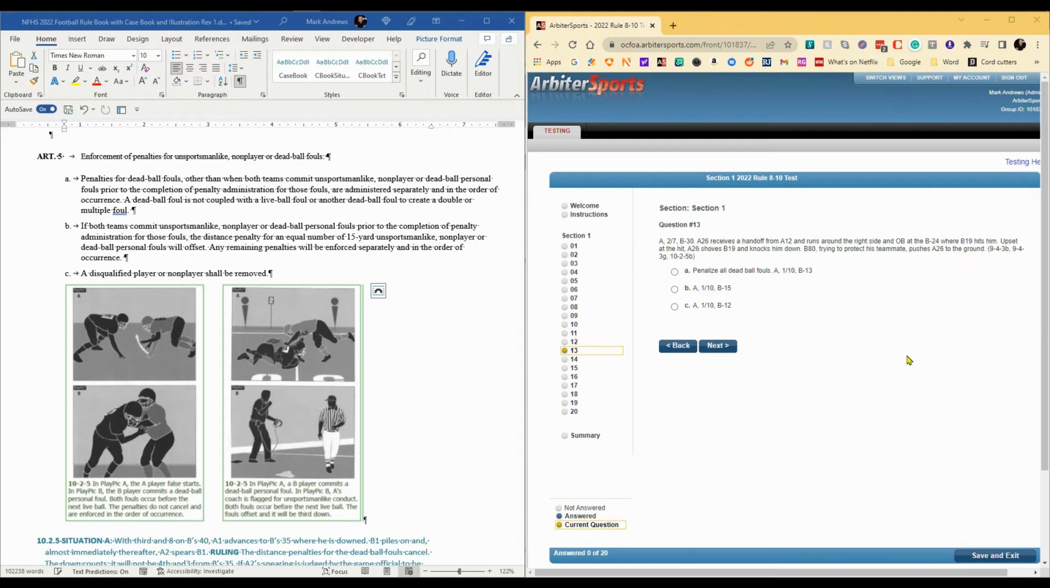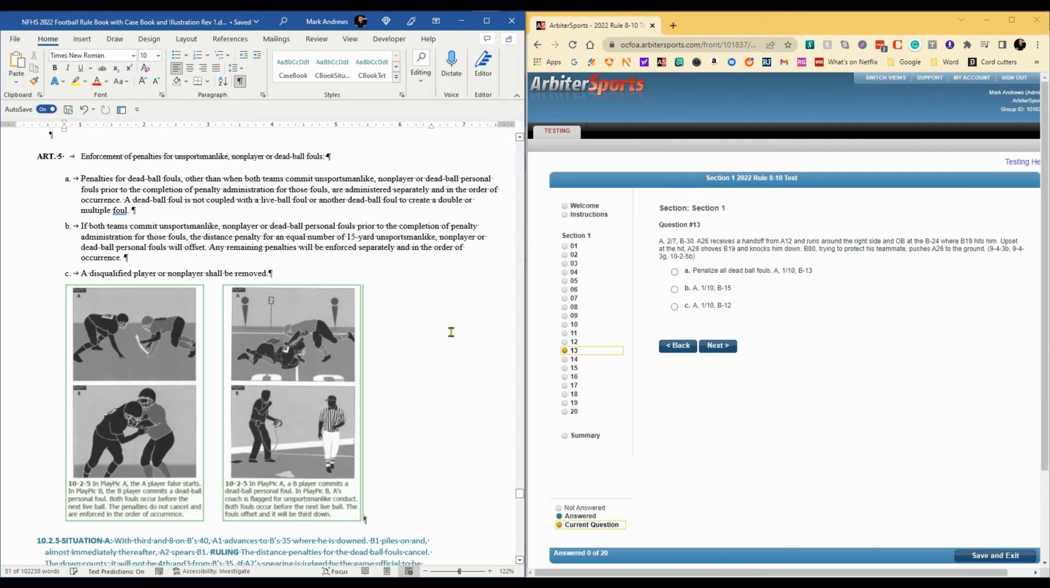And 1025. 1025 says enforcement of penalties for unsportsmanlike, non-player, or dead ball fouls. And these are all dead ball fouls. If both teams commit unsportsmanlike, non-player, or dead ball personal fouls prior to the completion of penalty administration for those fouls, the distance penalty for an equal number of 15-yard unsportsmanlike, non-player, or dead ball personal fouls will offset. Any remaining penalties will be enforced separately and in the order of occurrence.